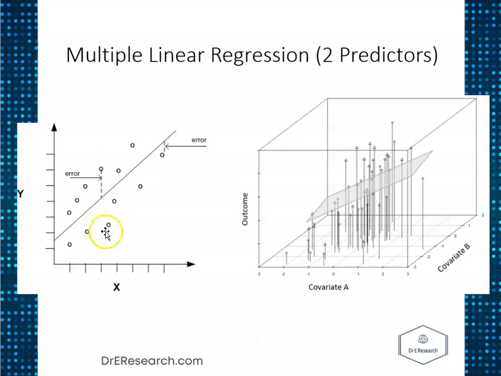Simple linear regression here is represented on the left. I have some x variable predictor, some y variable, right? And I have a line that I want to put through them, and then my error residuals are these vertical lines.